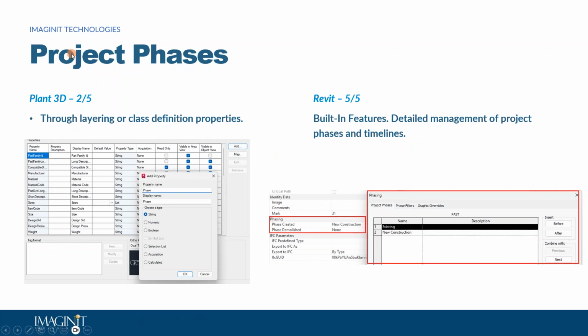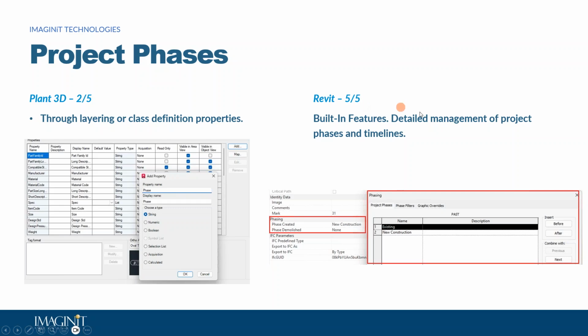All right, so over here we have project phases. Plant 3D, we gave it a 2 out of 5. So it still does it, but it gets a 2. Possible to do it through layering or class definition properties. So over here in the bottom, we're looking at a Plant 3D image in the project setup, and you can create a phase. So that's through class definition properties. You can also set up layering, which is a more traditional approach for project phasing.